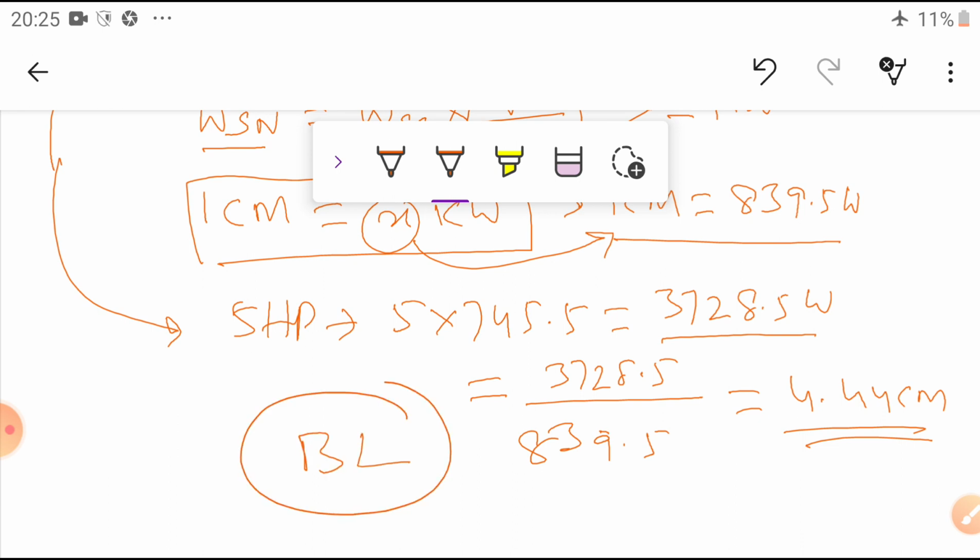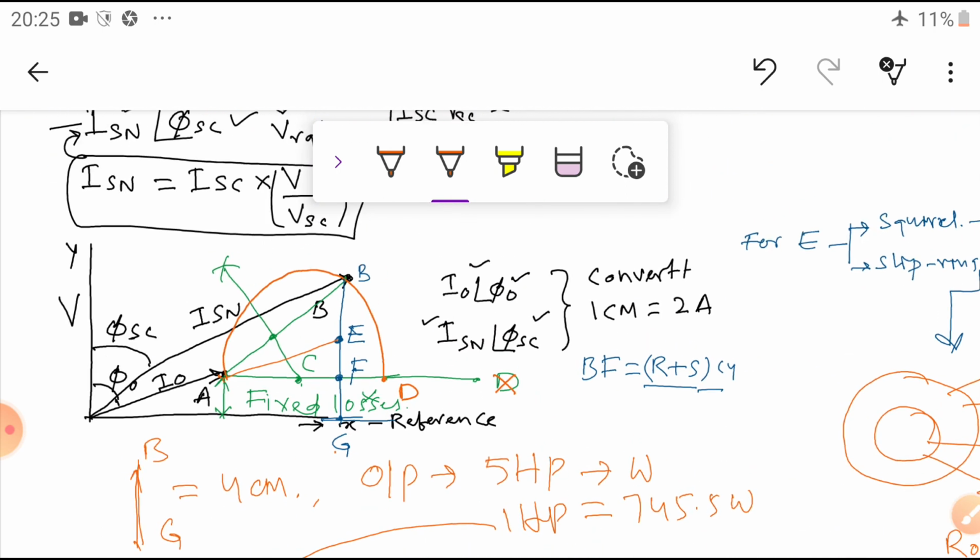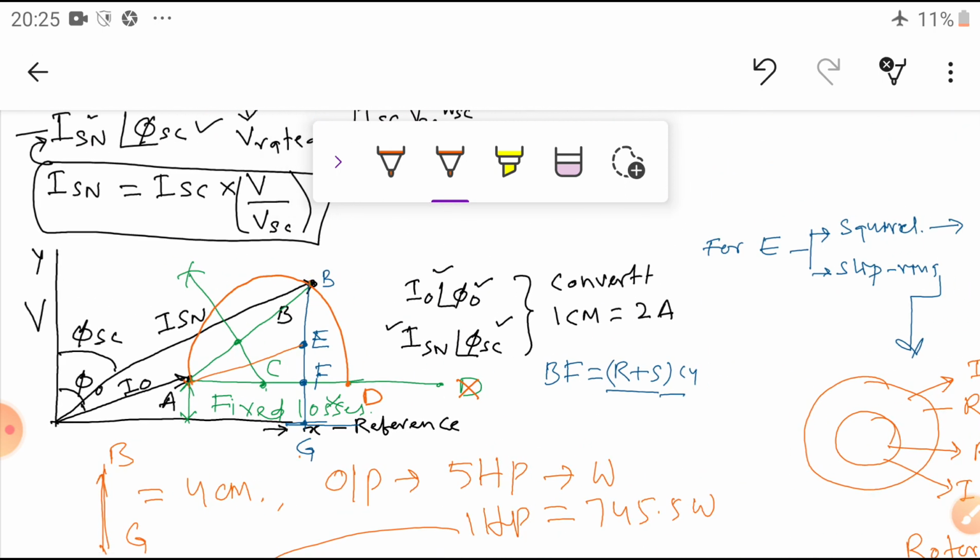So what is the BL? You can see here, this is B. From B, extend the line up to this one. What is the distance? 4.44. Okay, this is another step, dear students, to know the point P on a semicircle. For that purpose, you are going to do some simple calculations.